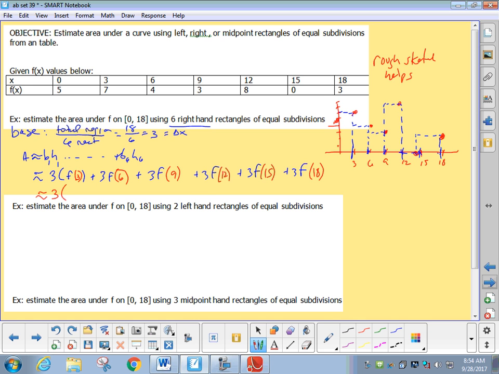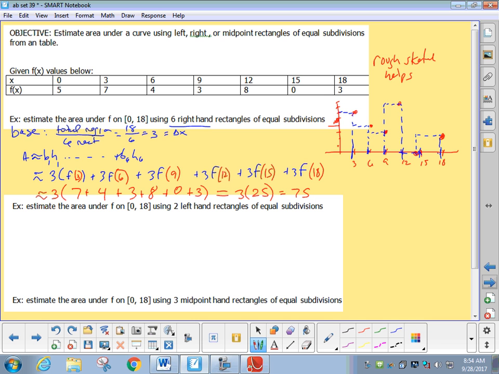So if I take out a 3, because they all have the same base, and then I start using the tables, I'm going to start at f at 3, which is 7, and then I'm going to just start reading the next table values: 4, 3, 8, 0, and 3. So my estimate is 3 times 11, 14, 22, 25. 75.